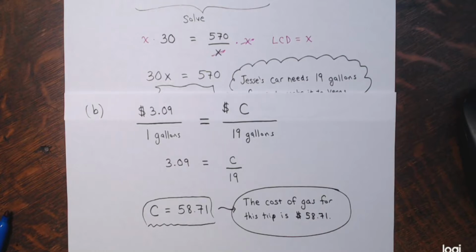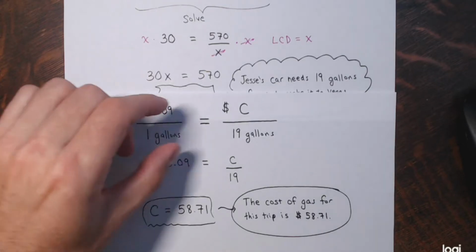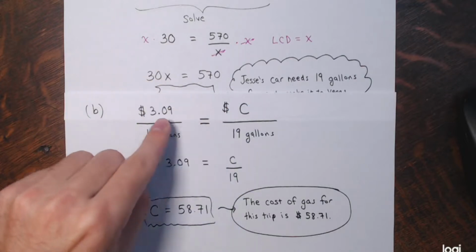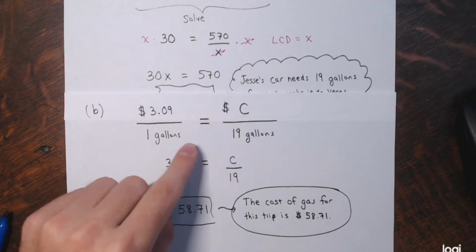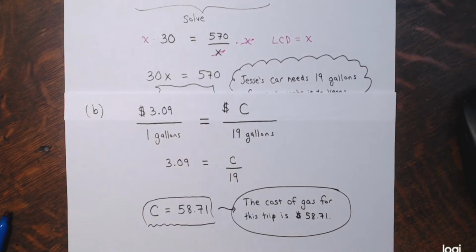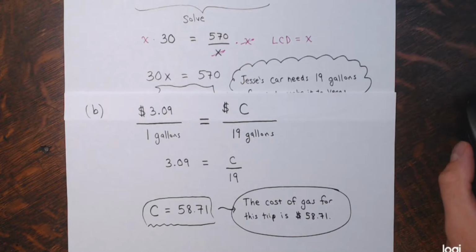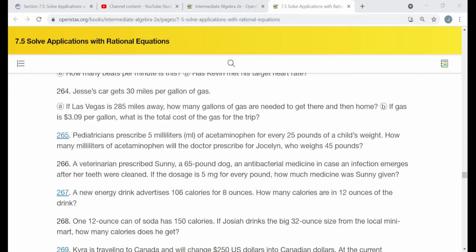All right. So setting up proportions, ratio equal ratio, and once again, make sure your units are consistent, right? Numerator units here were both dollars. Denominator units were both gallons. The numerator units should be the same in your proportion. The denominator units should be the same, to make a proper proportion. All right, next example. Exercise 265.